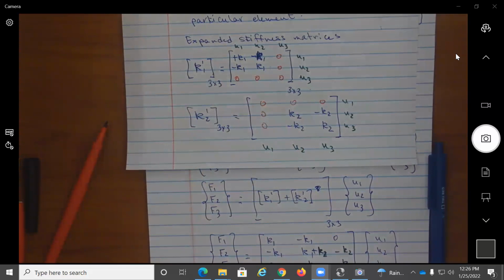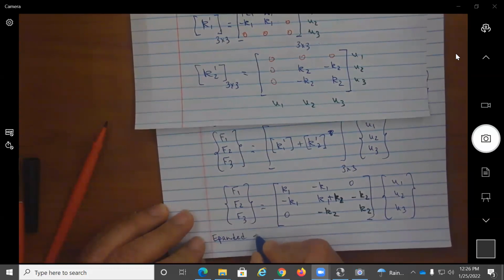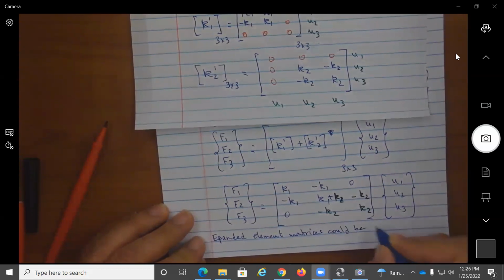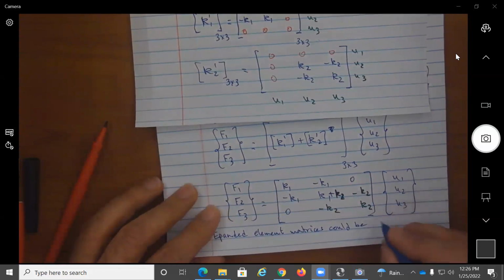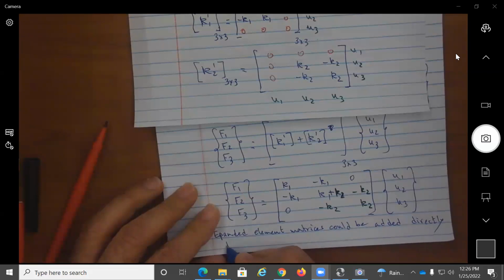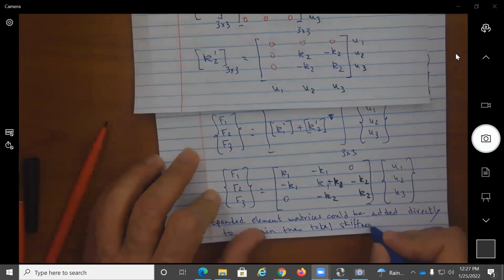So the expanded element matrices could be added directly to obtain the total stiffness matrix of the structure.